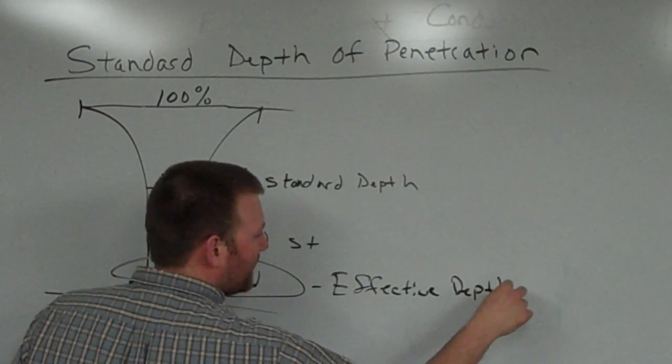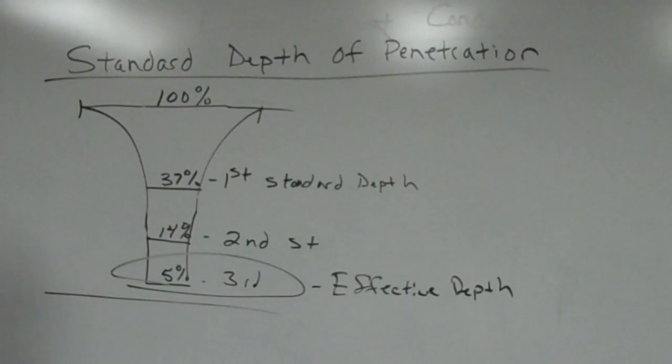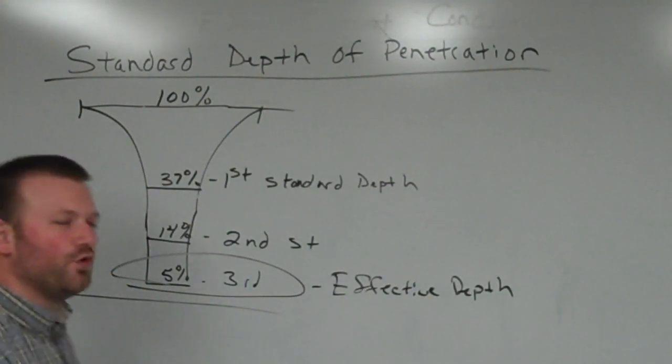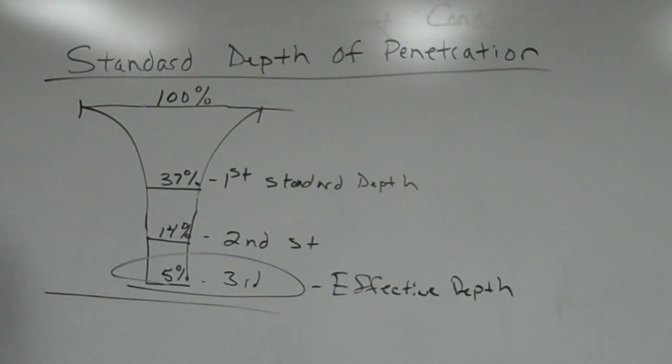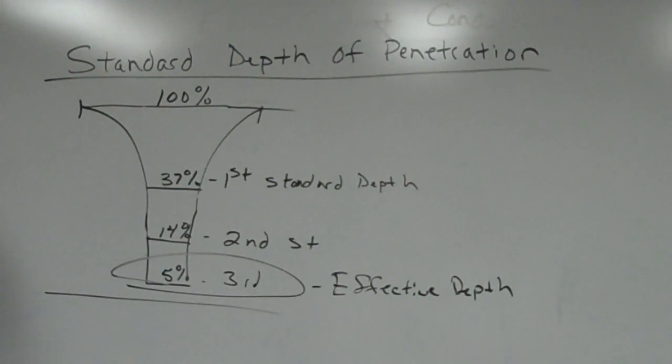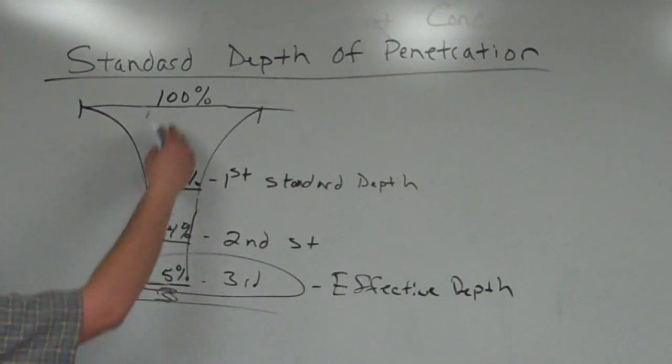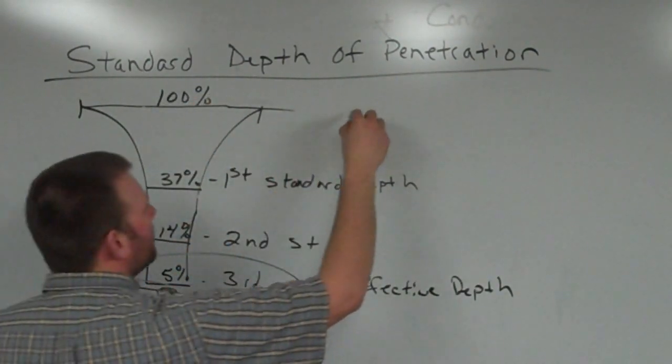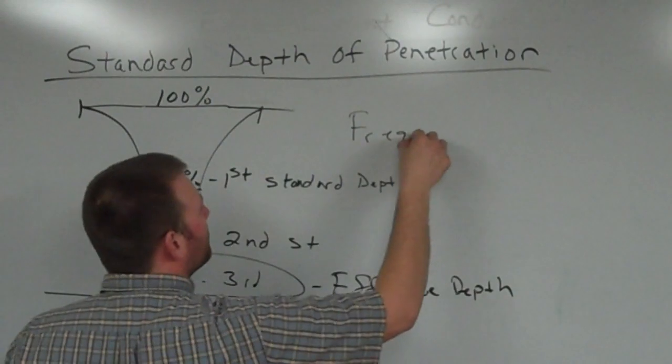That effective depth is something we need because eventually, at that 5% mark, any signal down there is not going to be enough to give us a good view or a good movement on our screen. So at 5% current density, the effective depth, there's not enough eddy currents left to give us a usable signal. Anything past that is all wasted time and energy.